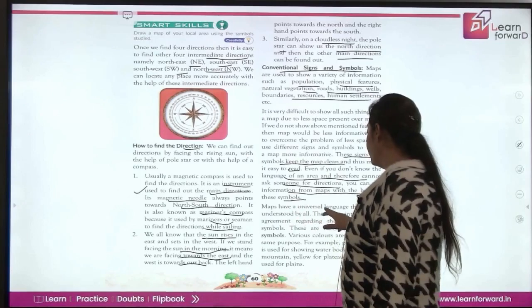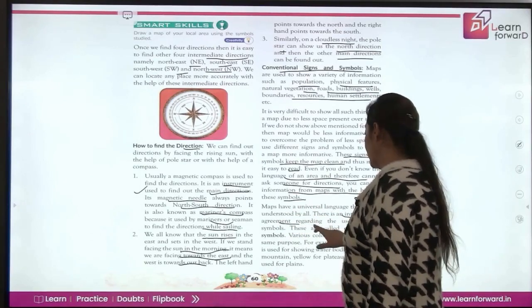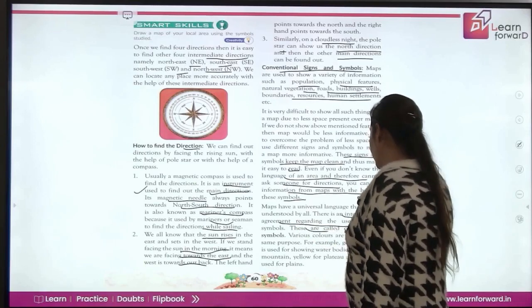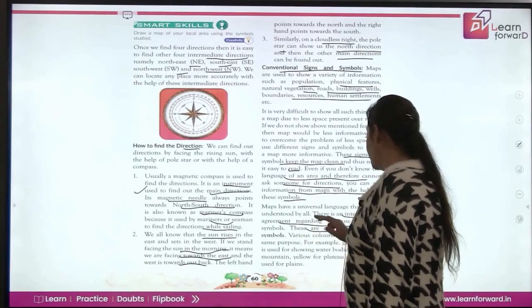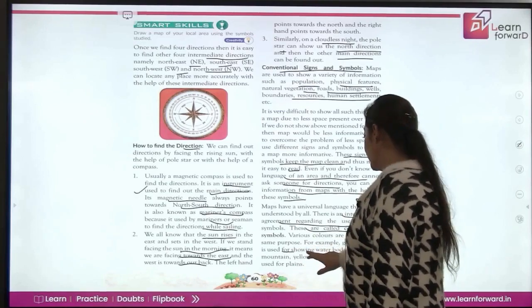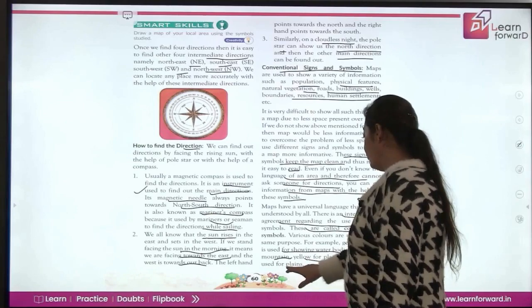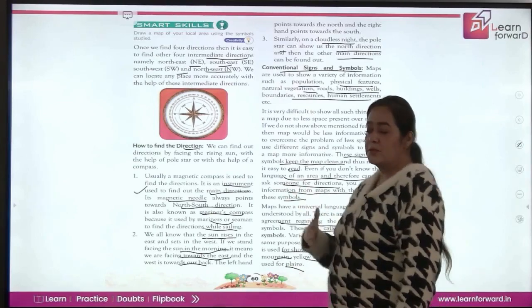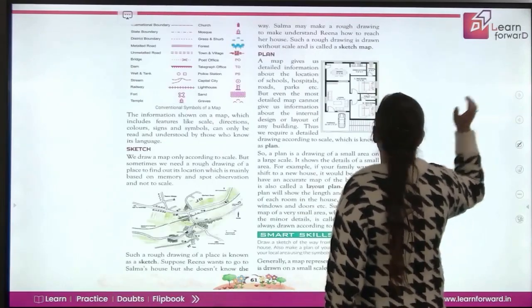So maps have a universal language that can be understood by all. There's an international agreement regarding the use of these symbols, and they are known as conventional symbols. Various colors are used for the same purpose. For example, generally blue color shows what? Water bodies. Brown color shows mountains. Yellow shows plateau and green for plains. So these are the signs and symbols with which we show different features on a map, right?